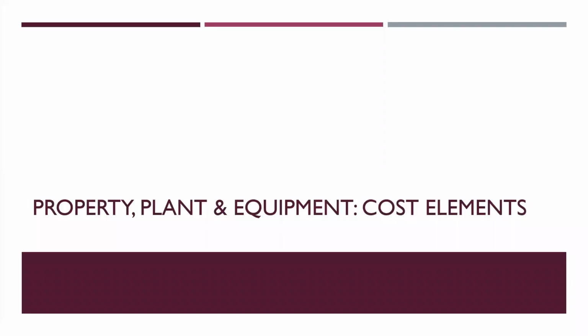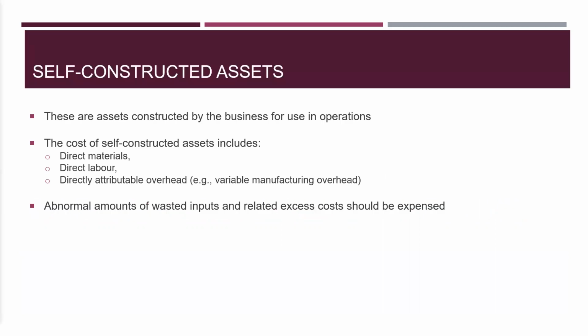Let's talk about the cost elements related to property, plant, and equipment. First of all, we are looking at your self-constructed asset. These are the assets that are constructed by the business for use in its operations. The type of cost that we can include for the self-constructed asset is your direct material, direct labor, and any other directly attributable overhead, which is variable manufacturing overhead. Any abnormal amounts of wasted inputs and any other excess related cost will have to be expensed. We cannot capitalize these.